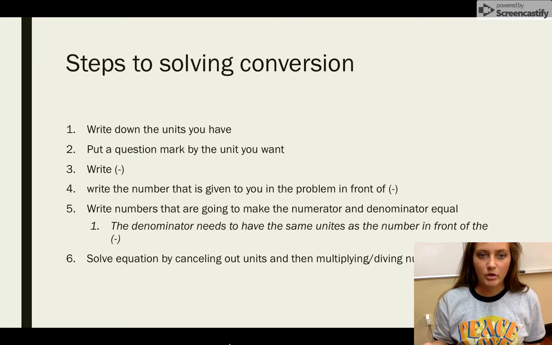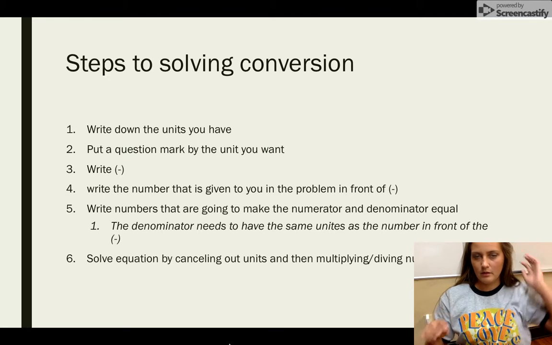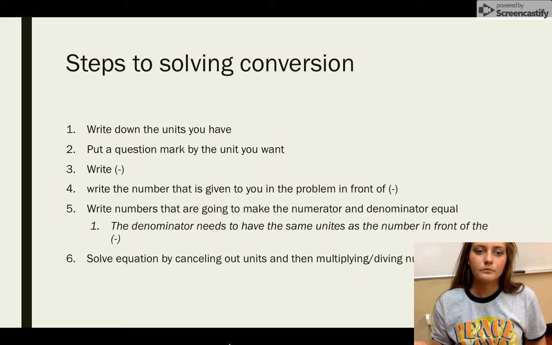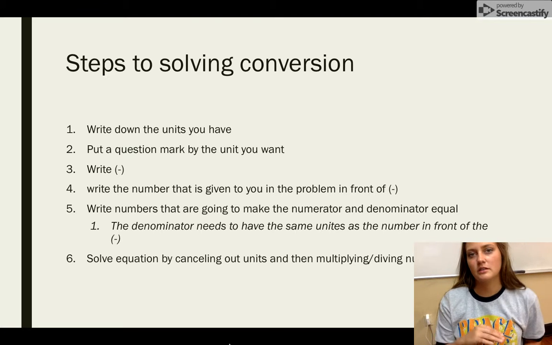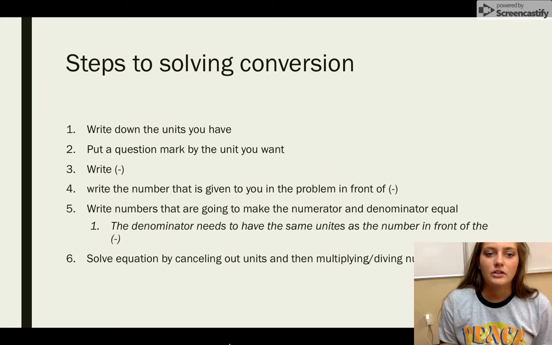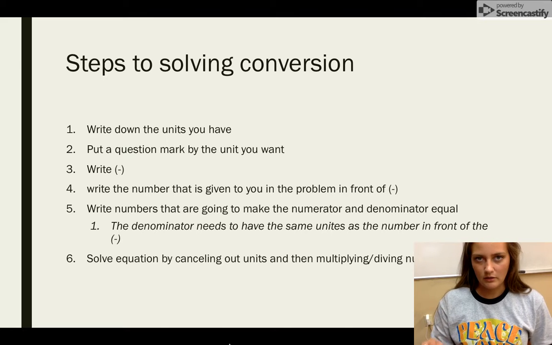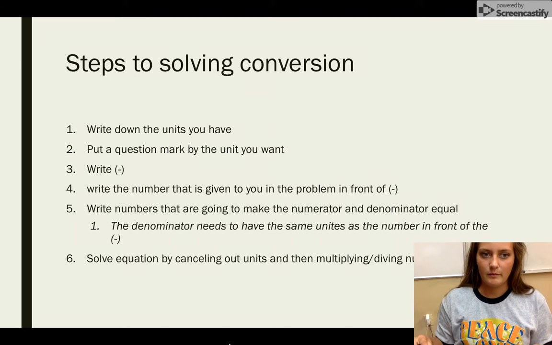You're going to put a question mark by the unit you want. So in our case, we'll put a question mark by the feet. After that, you're going to write parentheses with the division sign in the middle, and you're going to do that so that you know that you have to put something on the numerator and the denominator.